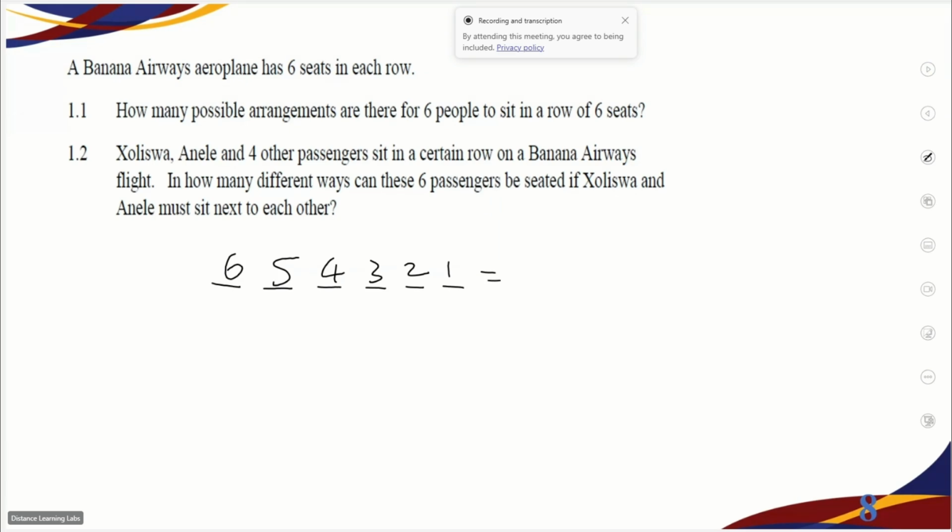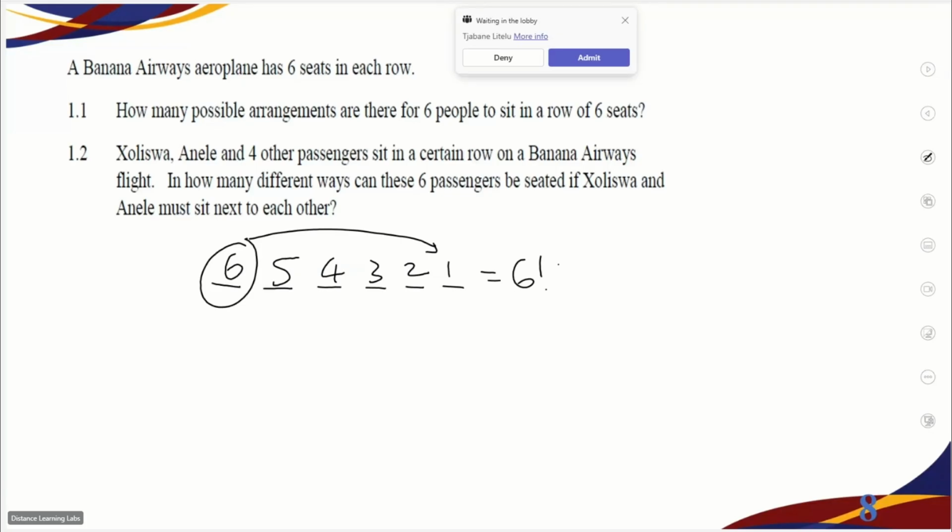It is a factorial. Then you can punch it on your calculator and have 6 factorial, because this is the product of descending natural numbers. They descend from n up to 1. Then it is 6 factorial. You punch your 6 factorial on the calculator. 6 factorial gives us 720, meaning this group of people can sit in 720 ways in a row that has 6 chairs.